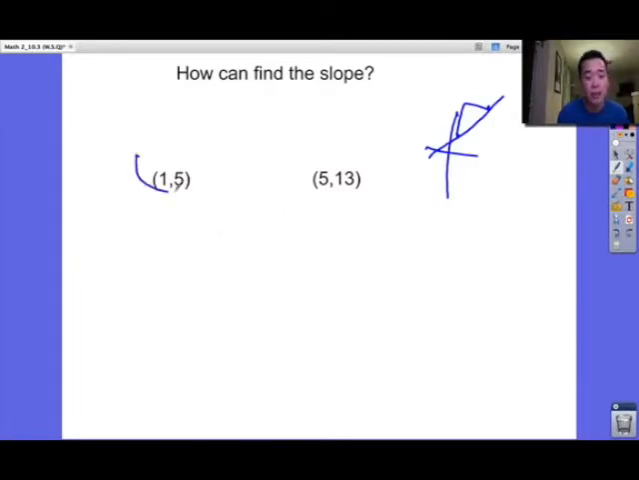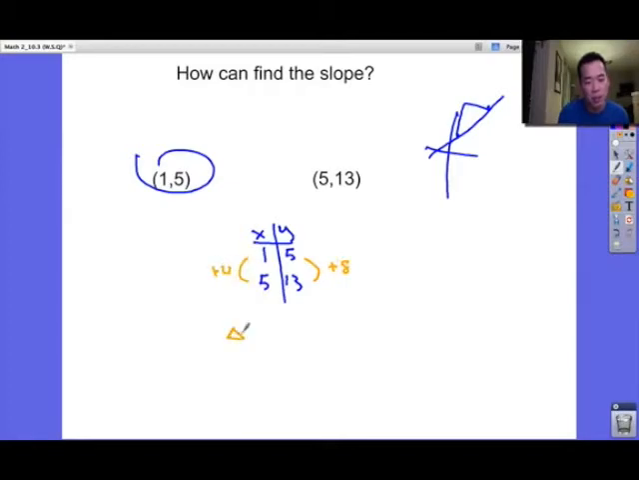I'm going to take this first point, and build a quick XY table, input, output. The first x is 1. When x is 1, I get y is 5. And the next one, (5, 13). And then we do our little mini bracket. From 5 to 13 is plus 8. From 1 to 5 is plus 4.